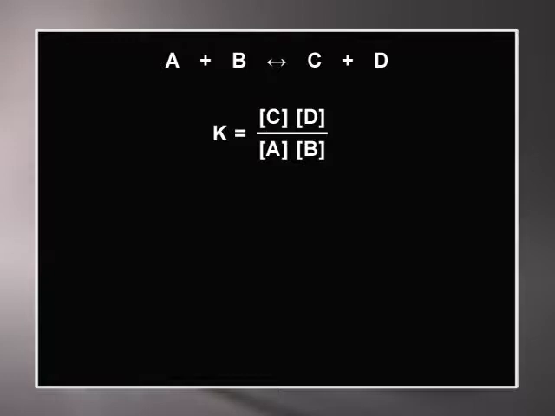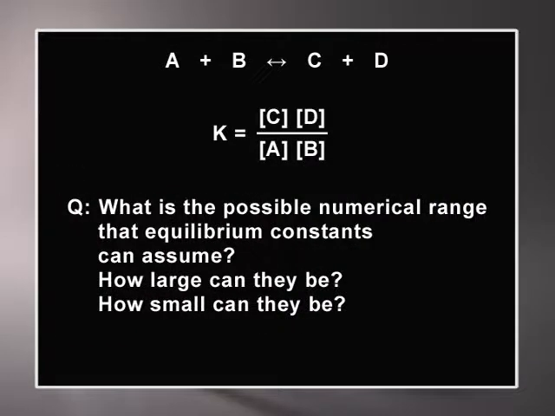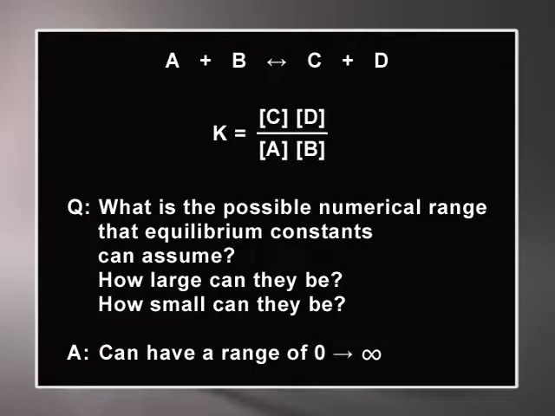So why don't we ask this question first? What is the possible numerical range that equilibrium constants can assume? How large can they be? How small can they be? Well, they have as large a range as would ever be possible, basically from 0 to infinity.